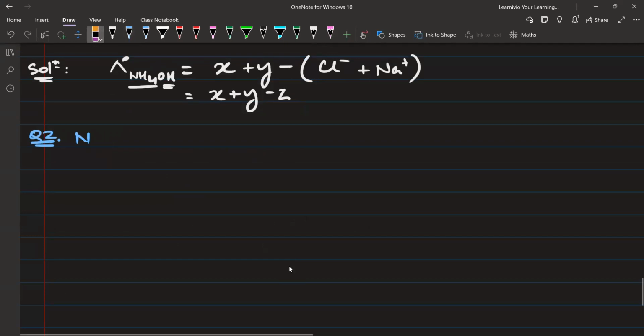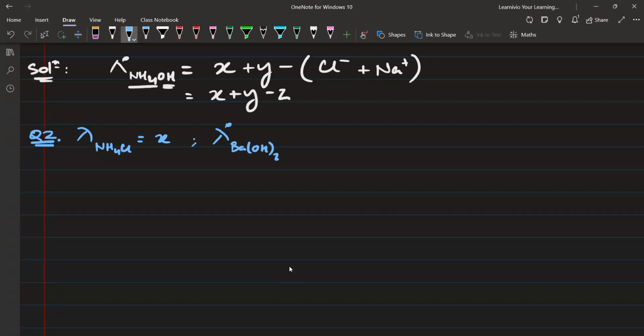NH4Cl. Lambda naught of NH4Cl is equal to X Siemens centimeter square per mole. Lambda naught of Ba(OH)2 is equal to Y, and lambda naught of BaCl2 is equal to Z. We need to calculate the lambda naught of NH4OH.